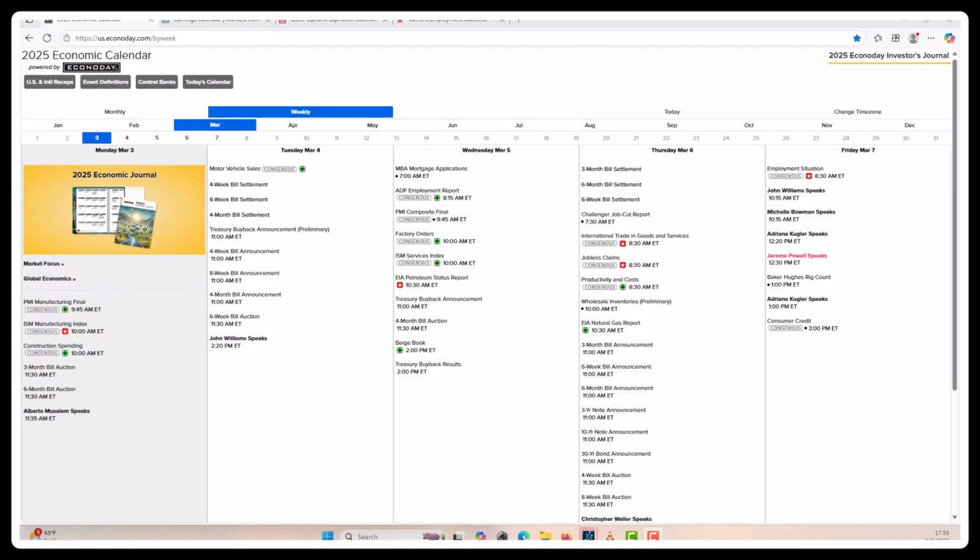Today is March the 3rd, 2025, and it's a Monday. It's the very first trading day of this week. Before we go into the detail, let's do a brief look at the economic events this week, so we set our mind in the right perspective.